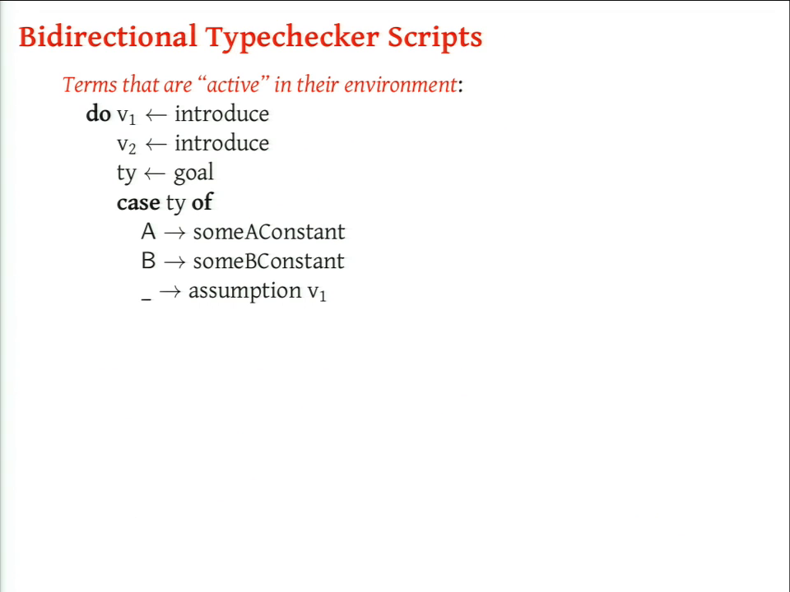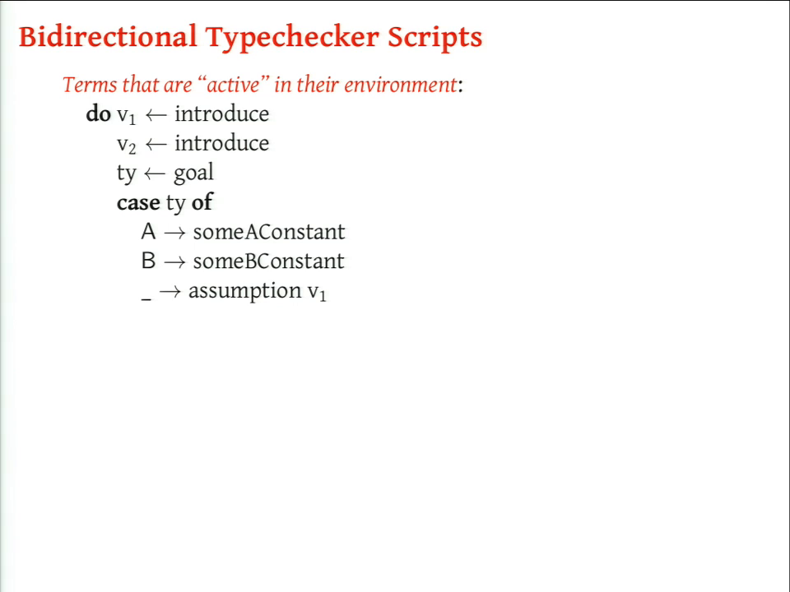So this means that because we're pushing types in, we have this expectation of what's going to happen. We can write these sort of programs or type checker scripts or source level terms which are active in their environment. So we no longer have to put annotations on this introduction to do lambda abstractions. We can just do two lambda abstractions.